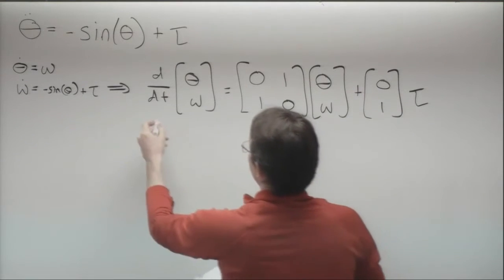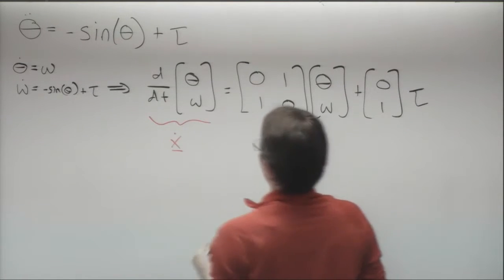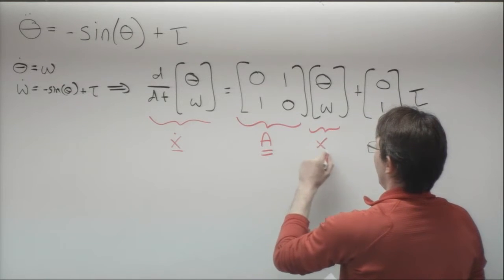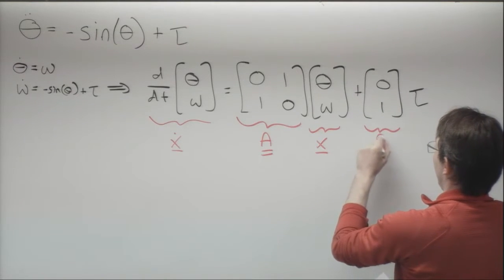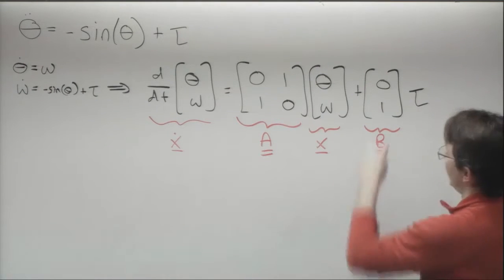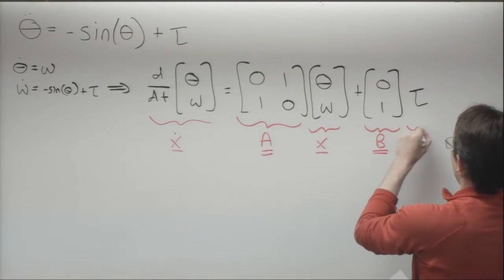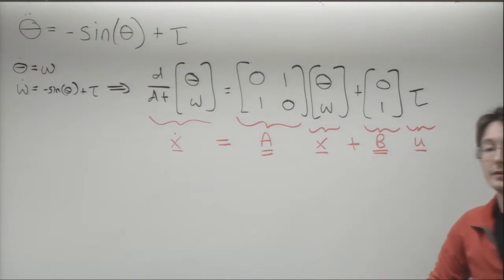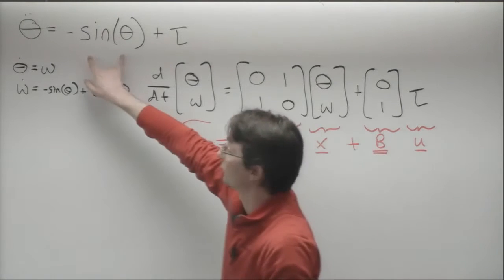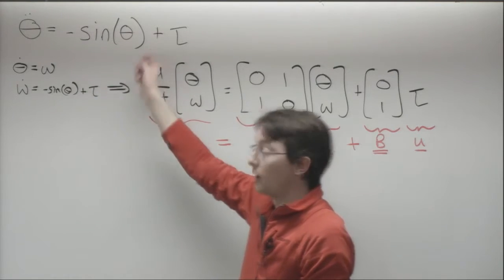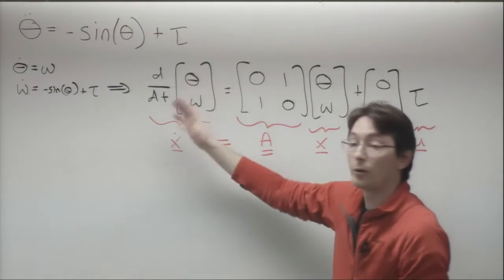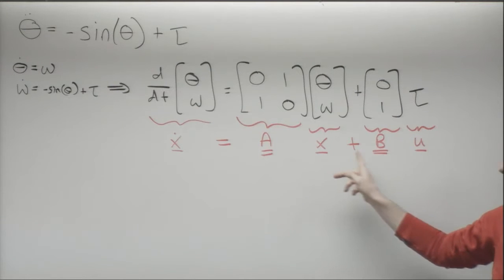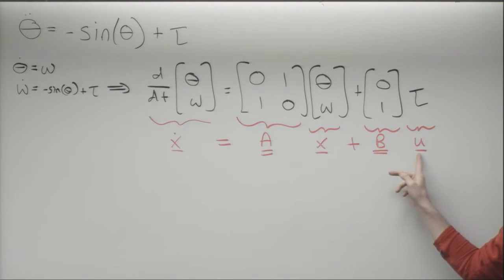So this term is like my vector x dot. This is my matrix A and my vector x. And this is my matrix B. In this case, it just happens to be a column vector. And this is my forcing U. So we've taken this differential equation for the inverted pendulum with forcing, and I've written it in this simple form in terms of matrices and vectors. x dot equals matrix A times x plus some other matrix times my input forcing.